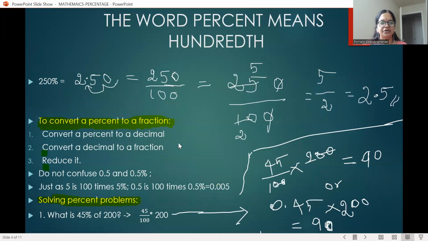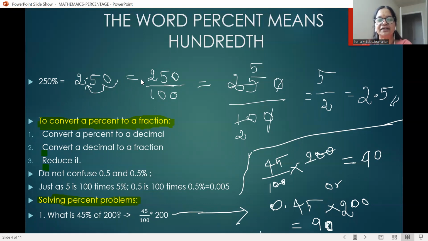Okay, here 250 percentage. How do you convert this 250% into decimal? You move the decimal places 2 places towards the left hand side. So it will come from 0 to 5, so you can write it 2.50. Sorry, 2.50 means 2.5. So 250% in decimal form is 2.5.